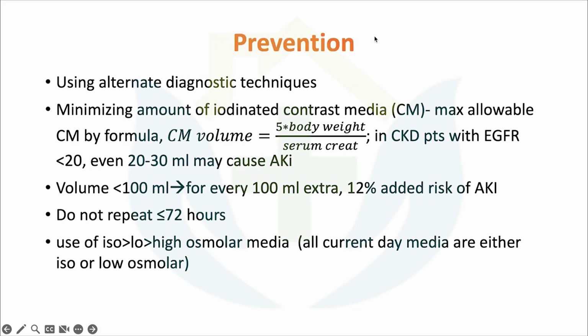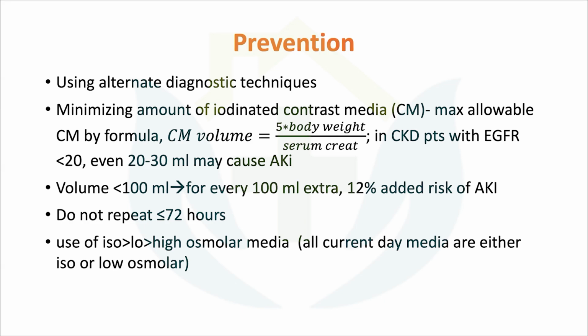Now continuing with the talk, we have discussed the definition and the risk factors, and now we will talk about prevention. I will focus much on prevention because treatment per se is not there. Other than removing the contrast media via dialysis and providing renal replacement therapy, we can't do much. So what are the preventive strategies? First of all, using alternate diagnostic techniques. If we have other techniques, like a non-contrast CT, which can give us the same data, we can use that.